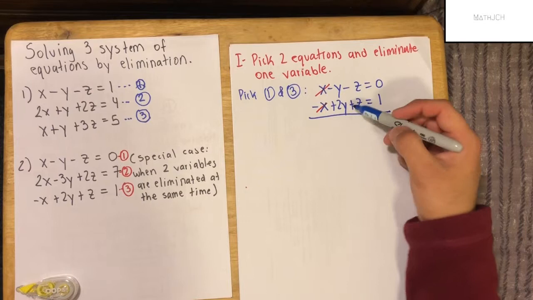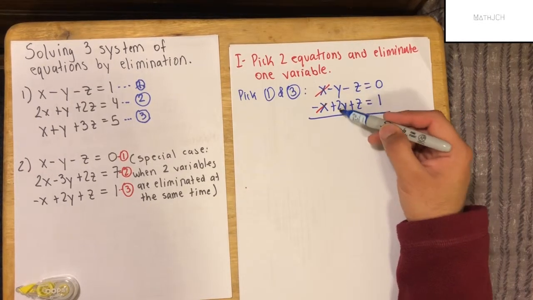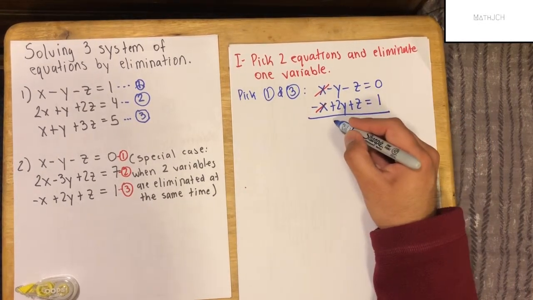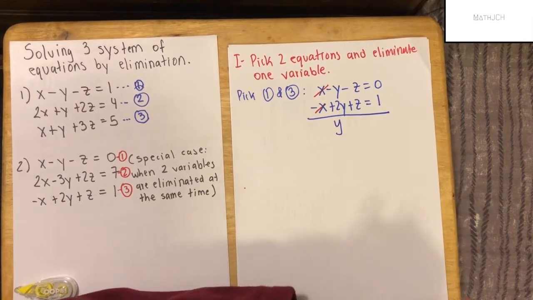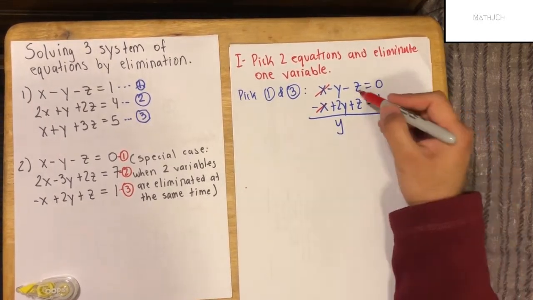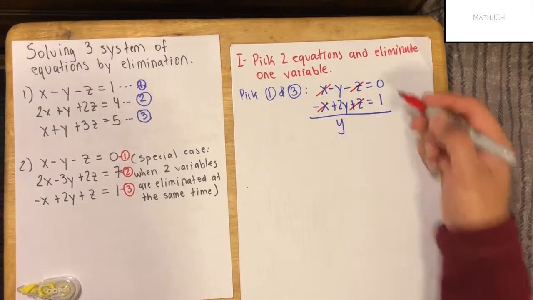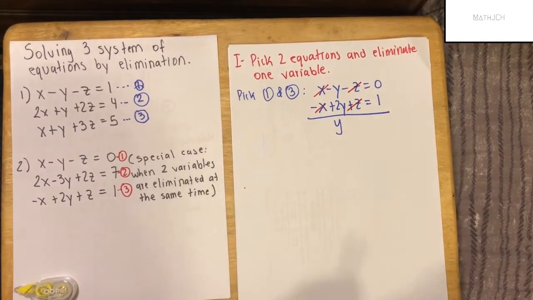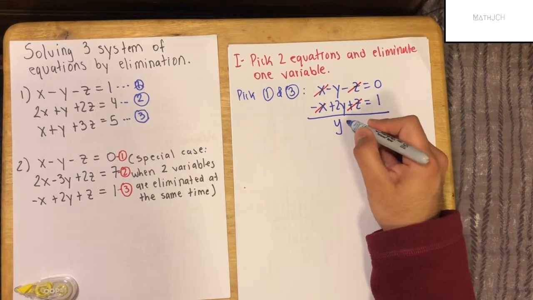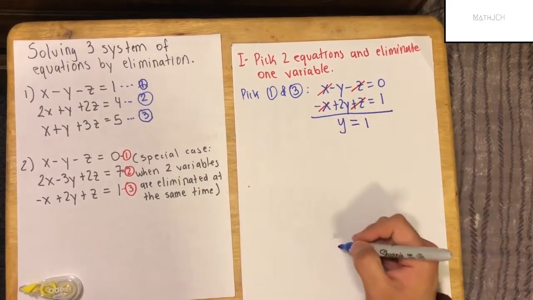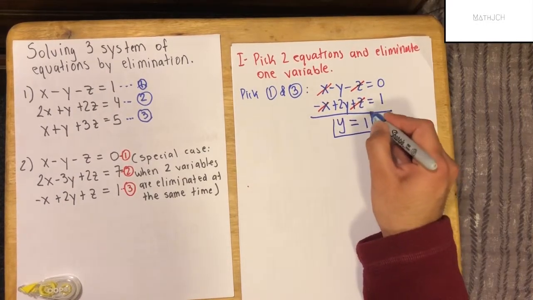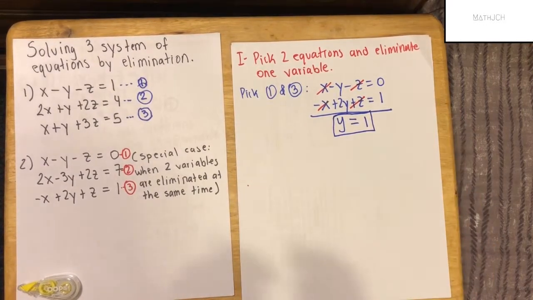And let's combine the y values. We have negative 1y plus 2y. It's going to be 1y, or simply y. Now notice the z's, like I mentioned before. Minus z plus z will already cancel. So I'll be left with y equals 0 plus 1. That will give me 1. So we already solved for one of the variables.